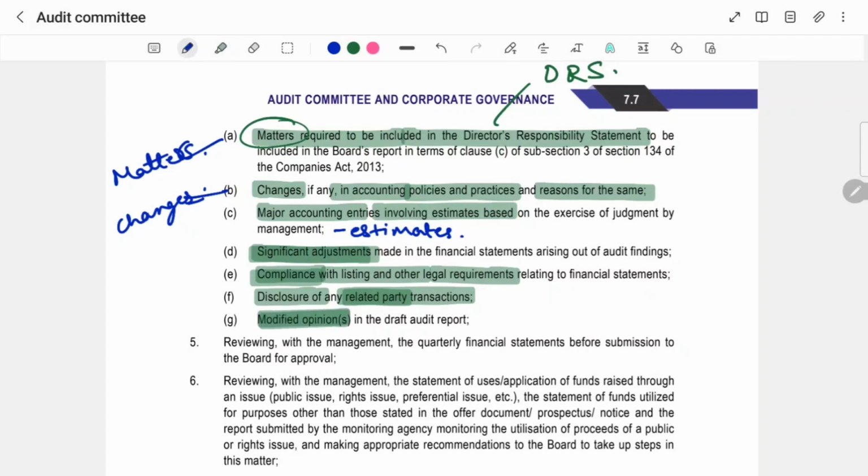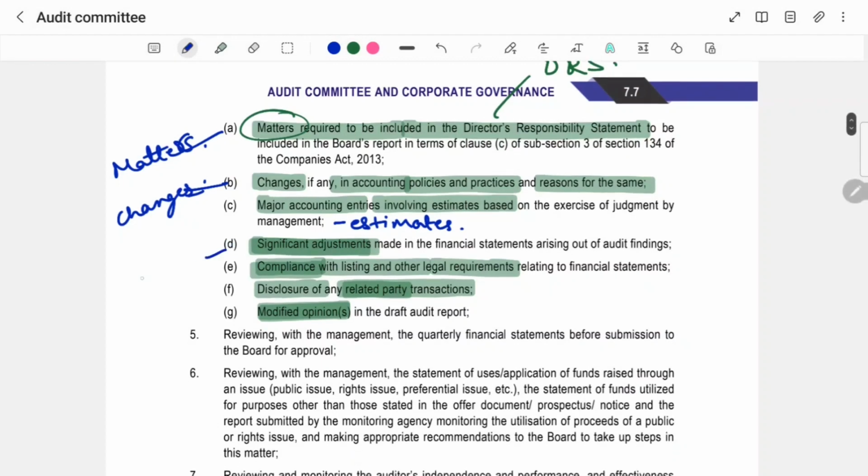So if we summarize it, first was the matters to be included in DRS. Second is the changes in accounting policies and reasons. Third is the estimates. Fourth is the adjustments. Fifth is the compliance. Then is disclosure of RPT. And the last one is opinion.